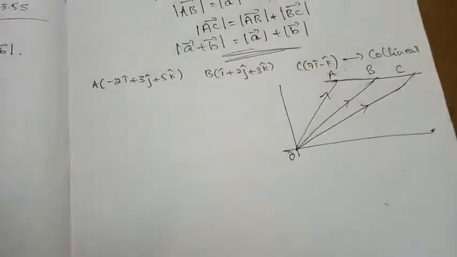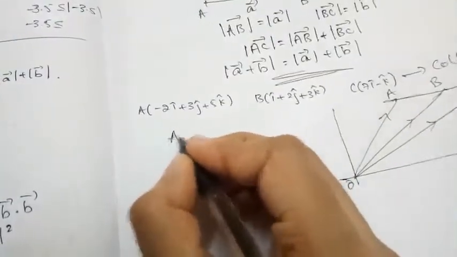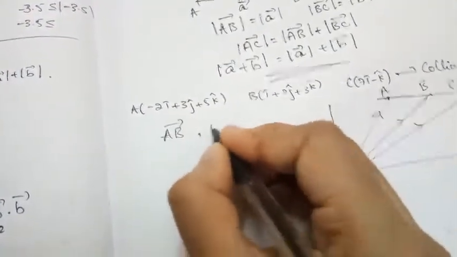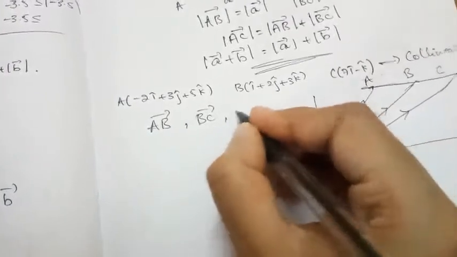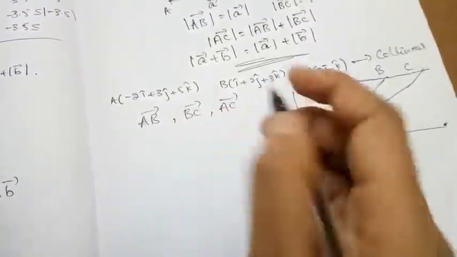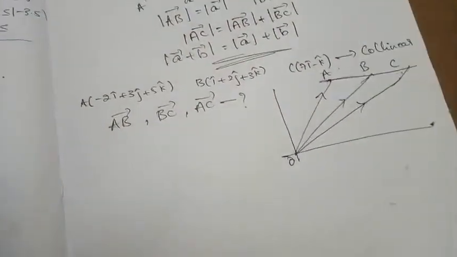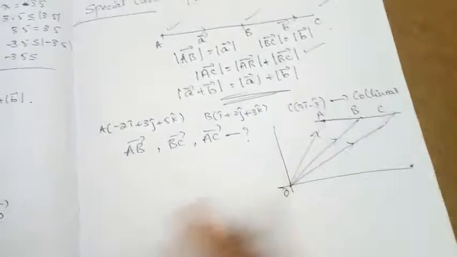So how can we say this? To prove that ABC is collinear, first we need to get vector AB, vector BC and vector AC. If we know all these 3 things, then we can find the magnitude of these 3 vectors and later we can verify this equality.